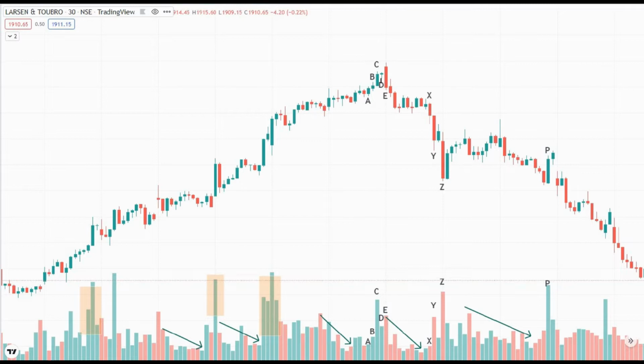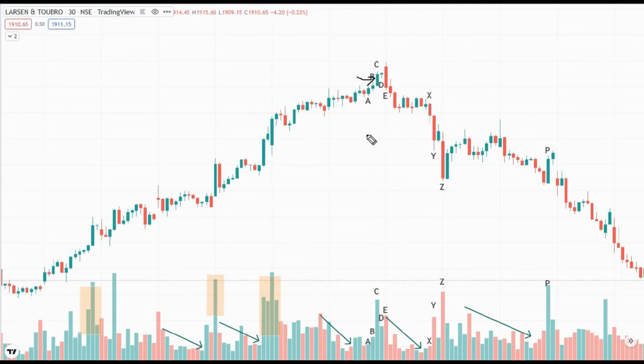Candle D is a very narrow spread candle with half the volume of the previous volume bar. So what is this indicating? That here also sellers have come into the market. Otherwise, if this volume was buying pressure only, the candle should have formed like this, at least half the size of this previous candle.